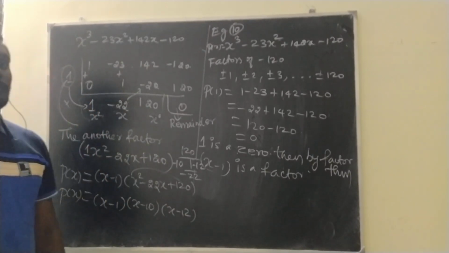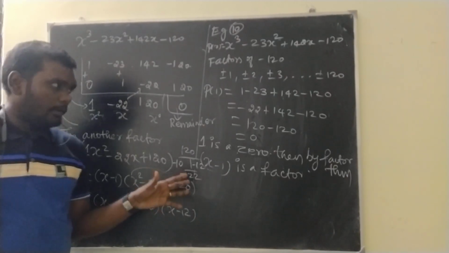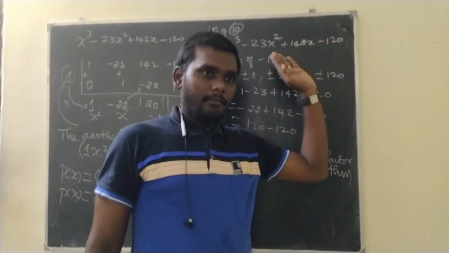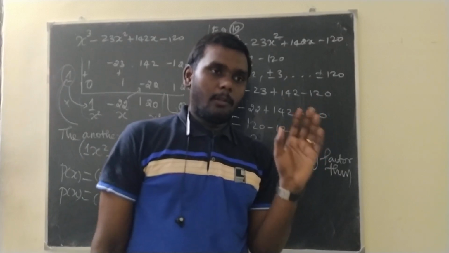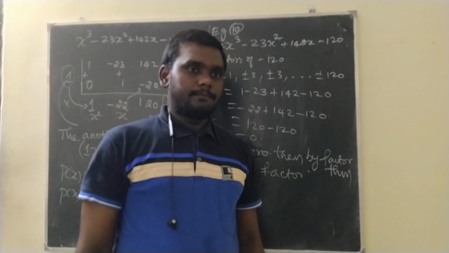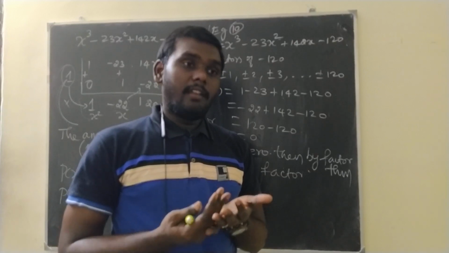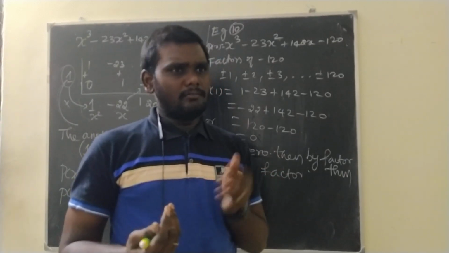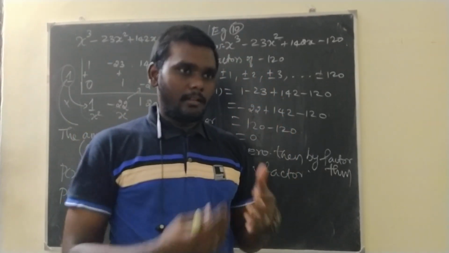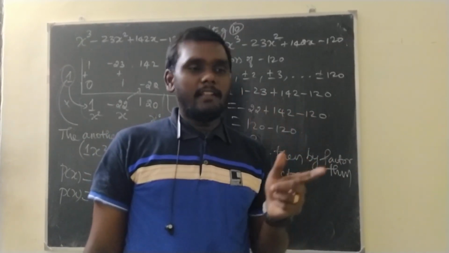Any doubts in this? I will repeat this process once again, if you want me to. Given a cubic polynomial, we have to represent it as a product of linear factors. For that, we are going by the factor theorem. Factor theorem states: if x minus a is a factor, p of a is 0. We don't have a factor here, we need to find it. So, we will use the other result of the factor theorem: if p of a is 0, then x minus a is a factor.